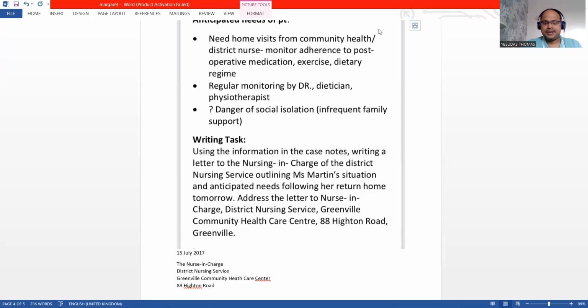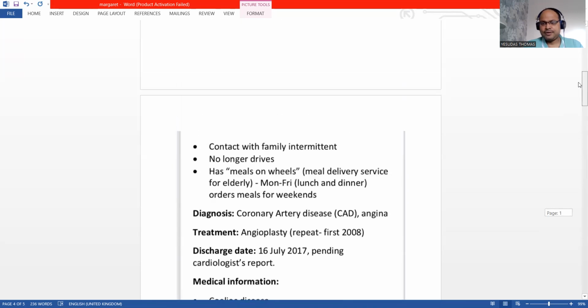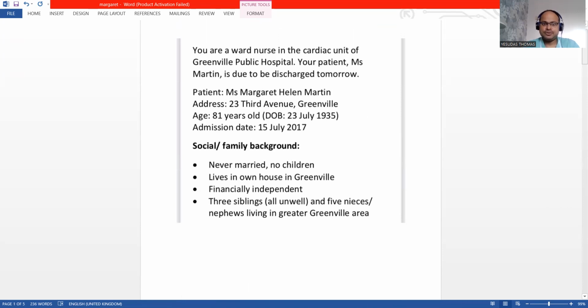So what should be there in your letter is, number one, you need to outline Martin's situation. Number two, you need to clearly picturize the anticipatory needs, what she needs after her return home. So this is what we are going to say in this particular task. This is a lengthy case, so you might find it difficult and often be confused to identify the exact data, what to include or what not to include. So let us see from the very beginning.